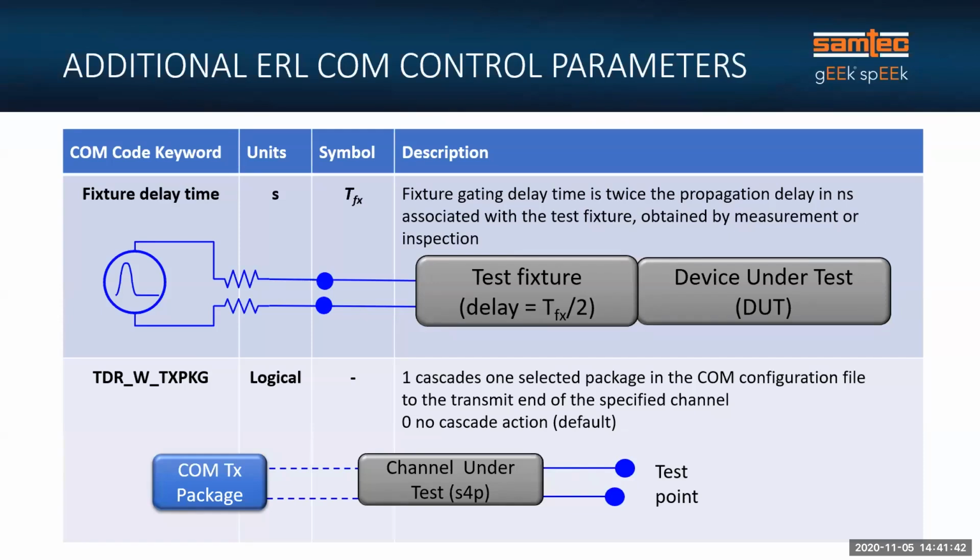And there's another parameter here: if you have a package that happens to be in the COM table, you can cascade a channel with that, basically a channel that has no loss and no return loss, to get the package. So let's say you built a host board for VSR or chip to chip, and you don't have your own package on it, but you know what your board is. So you put a reference package from the COM model on that. And it's just a logical parameter: 1 means cascaded, 0 means no action.